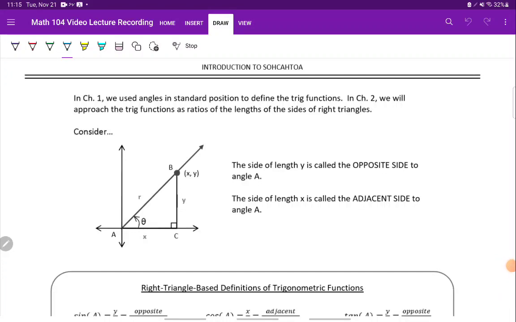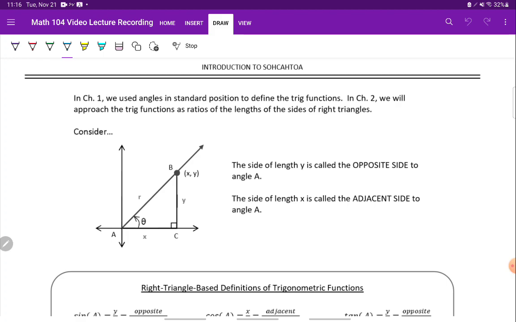This video is an incredibly important video. What I'm going to outline in this video is what I use to address a vast majority of right-angled trigonometry situations. In Chapter 1, we used angles in standard position to define the trig functions.